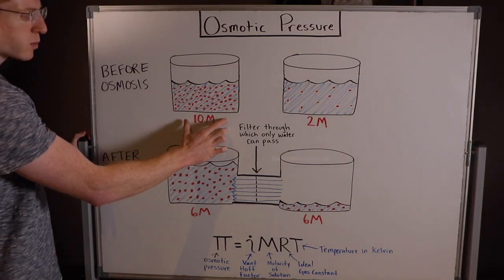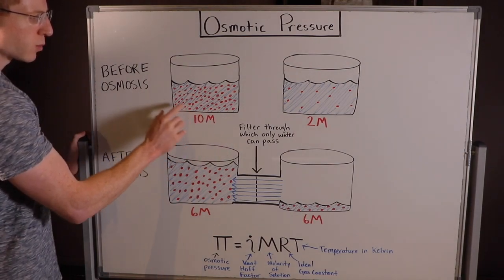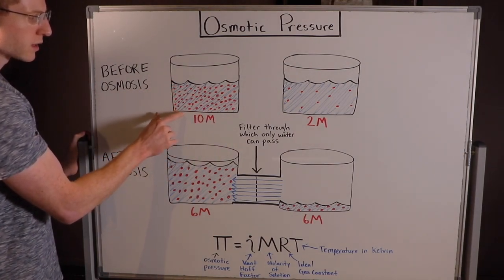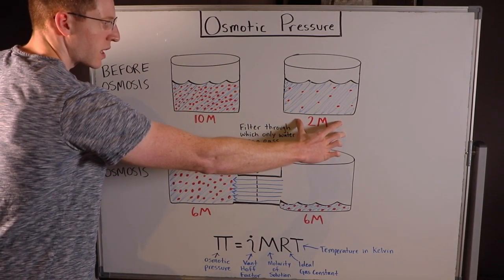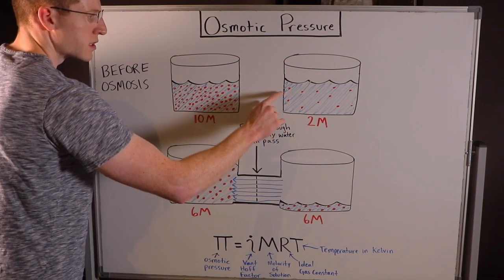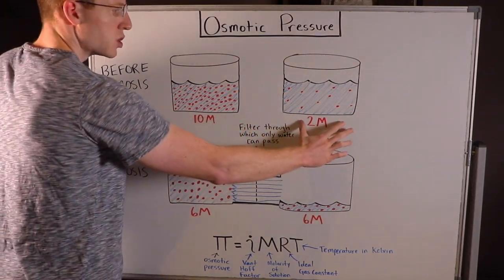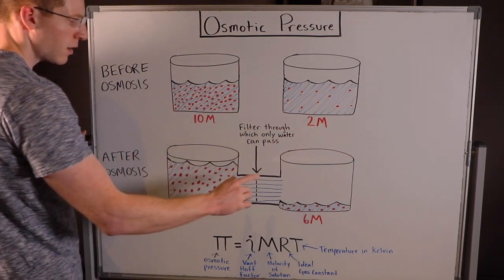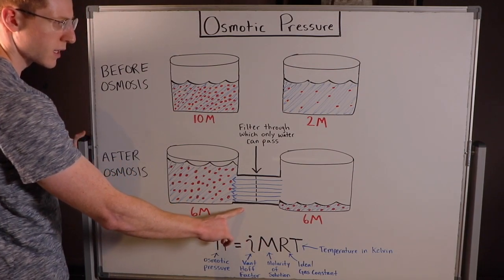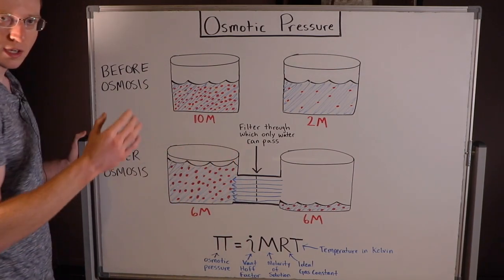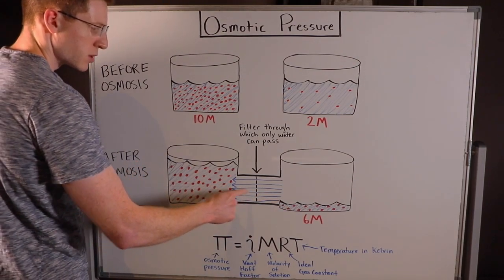Up here, imagine we had a beaker containing a 10 molar solution, where the blue is the water and the red is the solute. Over here, imagine we have that same size beaker with water and the same solute, but here it's much less concentrated. The red solute is only 2 molar concentration. Now imagine we connected these two beakers with a semi-permeable membrane through which only water can pass. In other words, this red solute cannot pass through this filter.